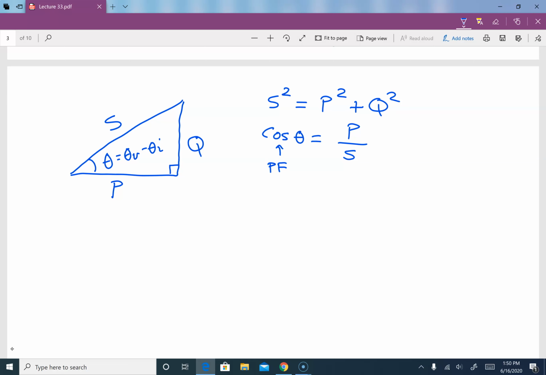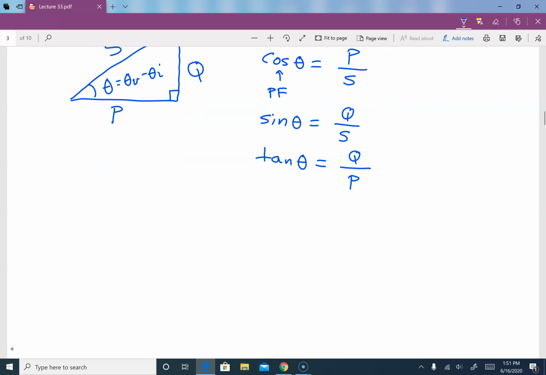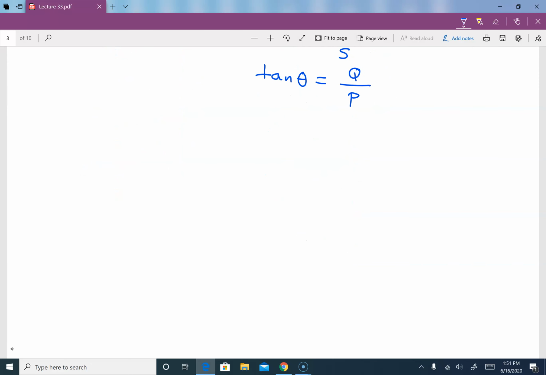Of course, this is a right triangle. That's why we are getting these equations. Sine theta is equal to Q over S, and tangent theta is equal to Q over P. So as long as we know two quantities in the triangle, we will be able to find the other two values.